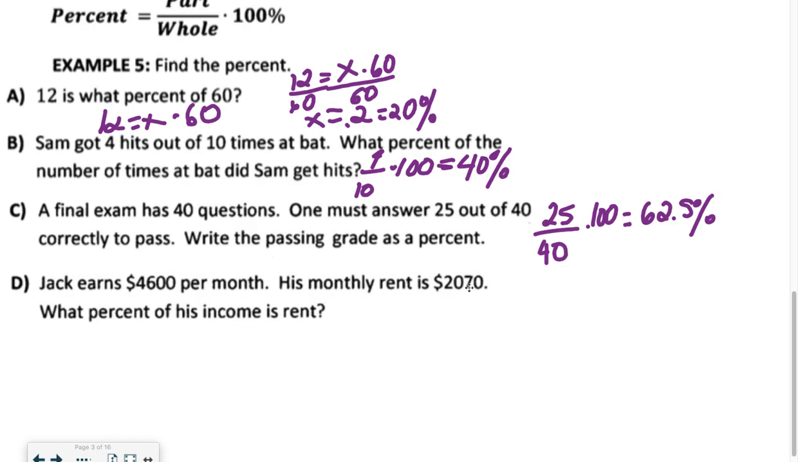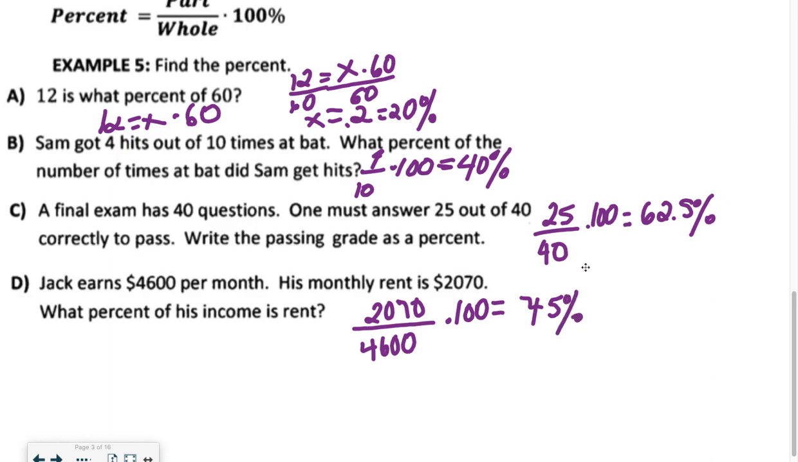His monthly rent is $20.70 out of a total of $4,600. So that's the part over the whole. And remember, we want to convert to a percent. So multiplying by 100 moves us 2 to the right. That's why that multiply by 100 is there. And that would be 45%.